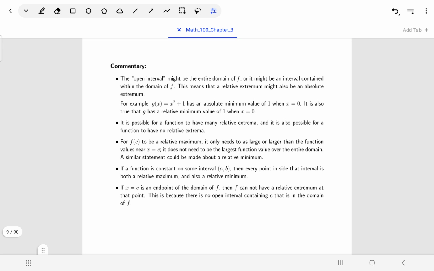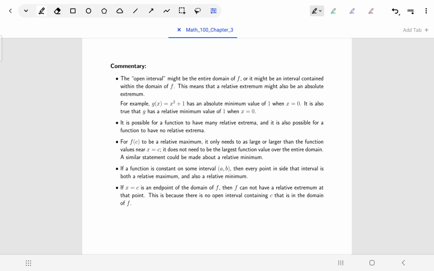So a couple little bits of commentary here. First thing, of course, drawing attention to the open interval. Maybe the open interval is the entire domain, maybe not. But one thing is definitely true: if we're talking about a point being inside of an open interval, that means that point is not going to be the endpoint.